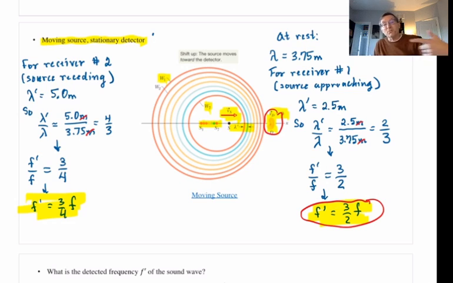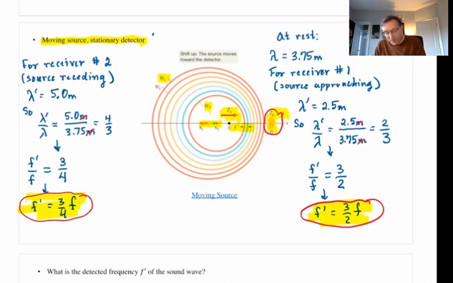But eventually the source will pass the detector and then go away. So it will transition from approaching to receding. Once we're in the receding situation, the detected frequency is that value. If I imagine the source coming towards me, passing me and going by, my detected frequency will change from 3/2 f to 3/4 f. It will go from higher, 3/2 f, to lower, 3/4 f.